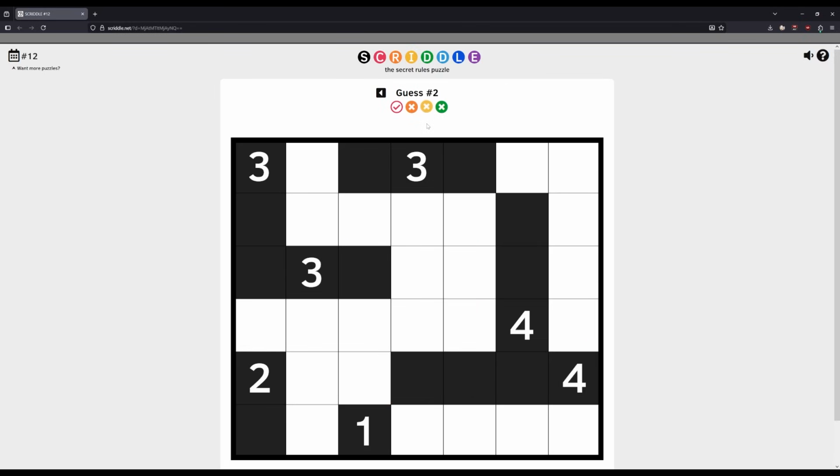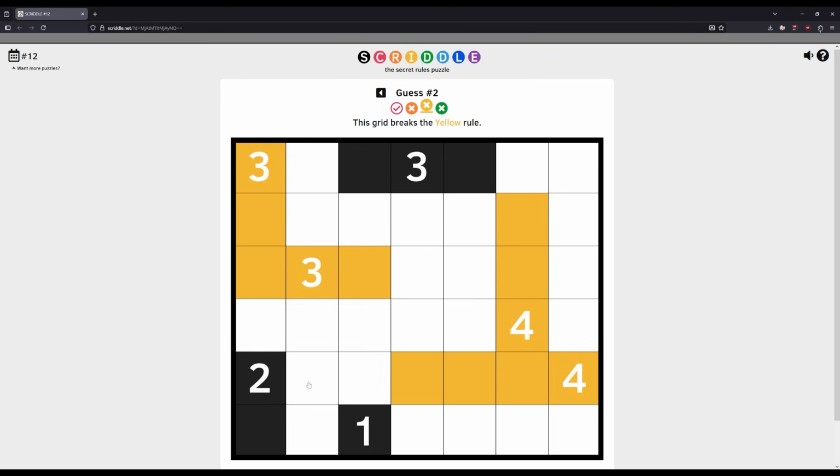So the yellow rule does quite conspicuously seem to be... These are all isolated. You see this one's on its own, this one's on its own. If I'm standing on this number 2, there's no path that gets me to another number. Same for this 3. But these ones are connected. So I'm thinking probably they want the paths not to touch each other, which makes sense.